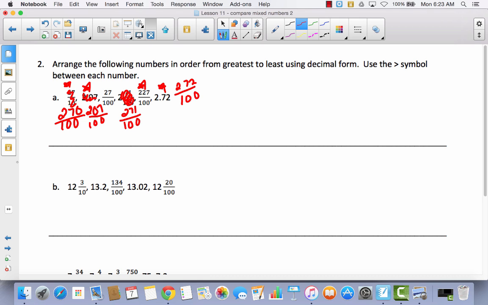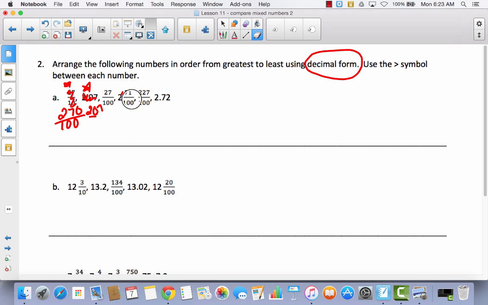This one would be 272 hundredths. So now all we have to do is look at the numerator because all of these are in hundredths. So I've got 270, 207, 27, 271, and 272. Well, which would be the smallest? 27 hundredths. Now I do notice that it says using decimal form. So that means we'll have to change these to decimal form. Okay, so maybe I just need to start over.